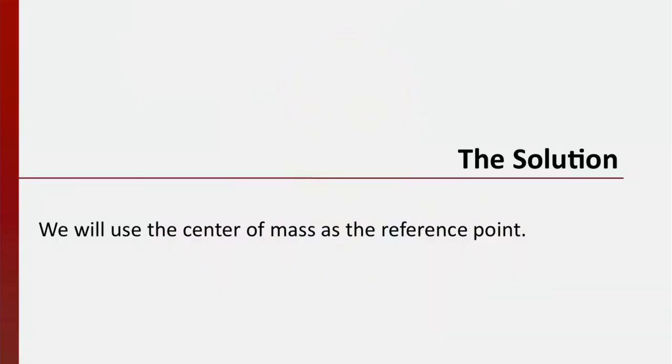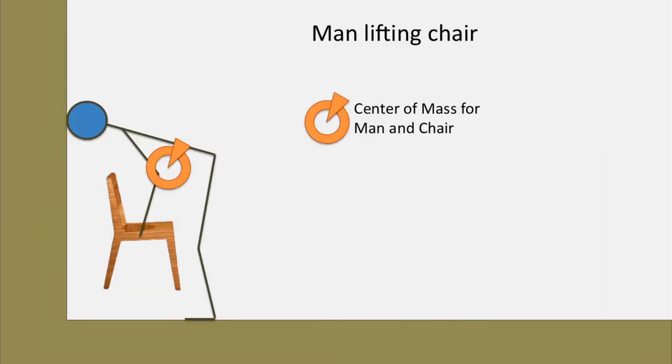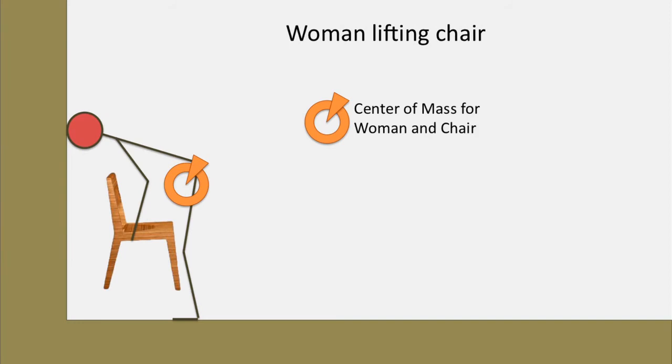Are you ready to see the solution? Let's take a look. For this section, we will measure torques around the center of mass. This will simplify our work so that we don't have to worry about the person's mass and the pull of gravity. This diagram shows the man lifting the chair. You can see that the center of mass is outside his body and has been moved forward and down by the chair. This diagram shows the same for the woman. Her center of mass is also just outside her body, but is much closer to her legs.